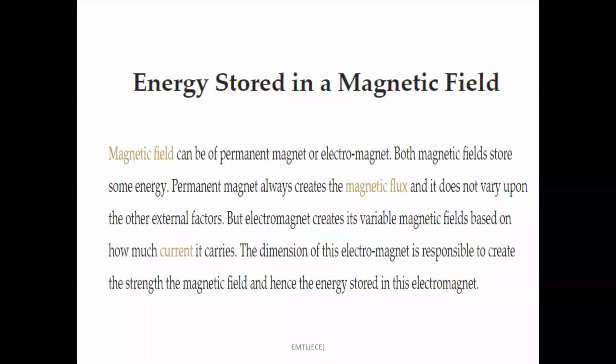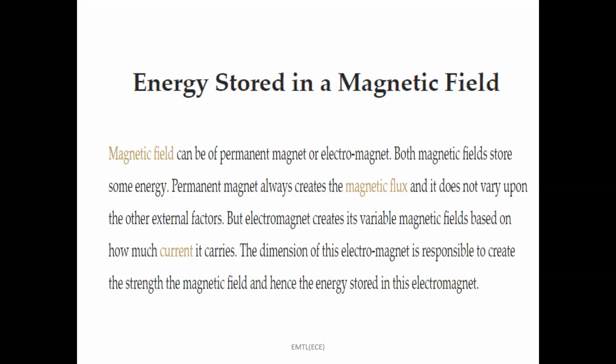Generally, a magnetic field can come from a permanent magnet or an electromagnet. Permanent magnets mean natural magnets. So we can develop a magnetic field by using natural magnets or artificial magnets. Artificial magnets are made by an electromagnetic process.